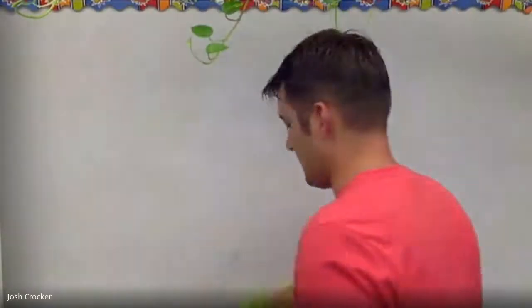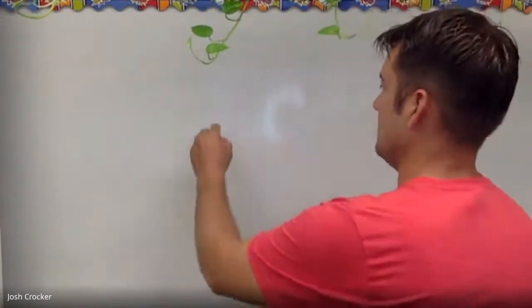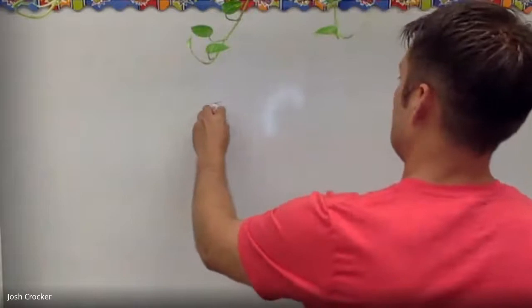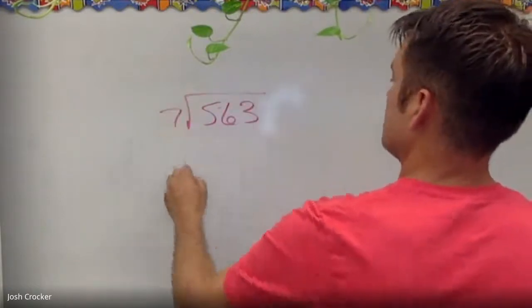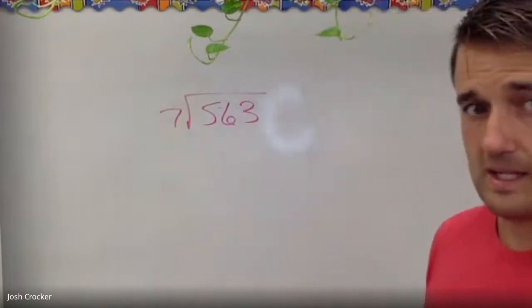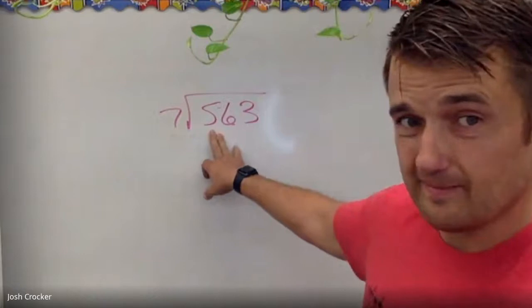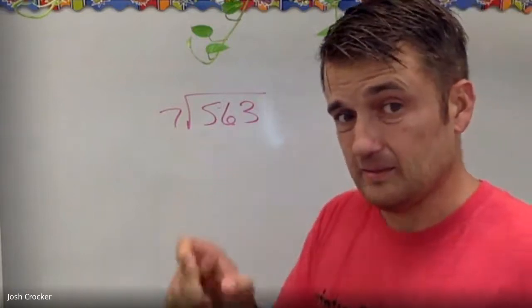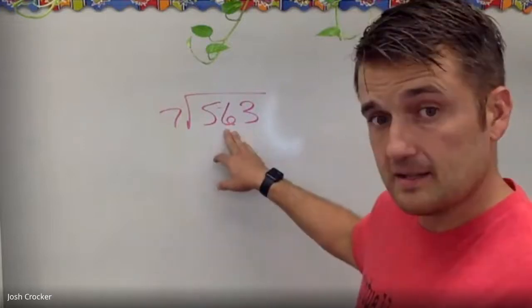It's important to understand what division does, what it is. Okay, so let's look at another one now here. How about 563, and we're going to divide by 7. So this time 7 is more than 5, right? So I can't do that little division problem. I have to go one more and go to 56.